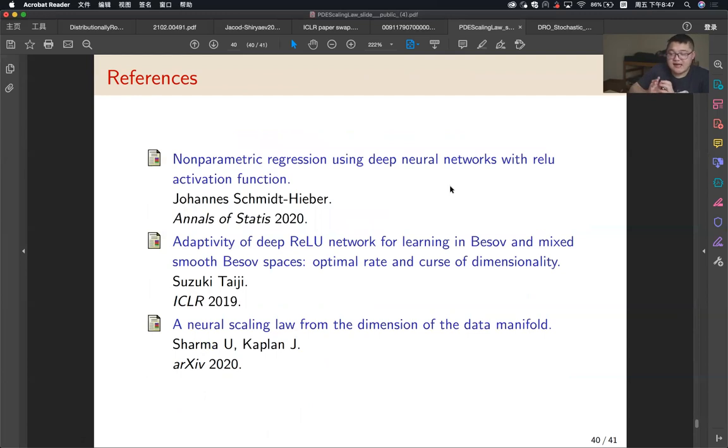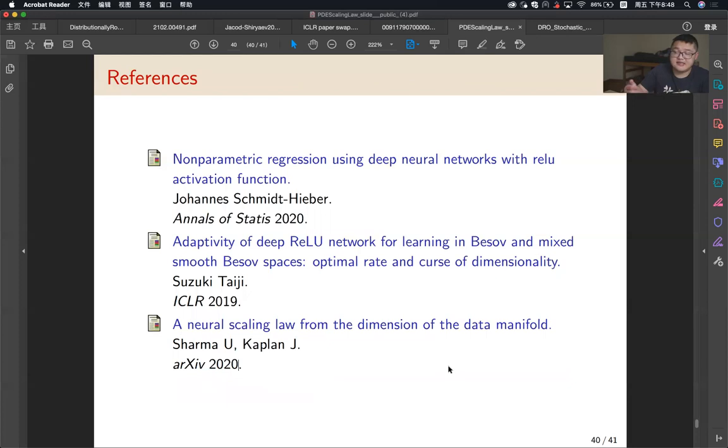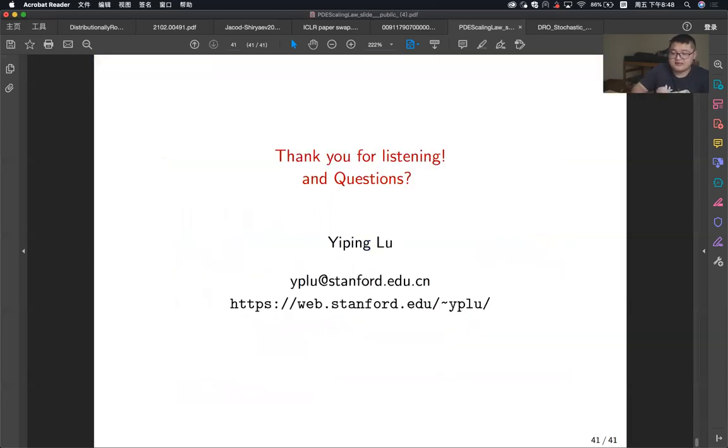And for this slide, the first two papers are very good papers that consider non-parametric estimation of functions using sparse neural networks. And this is the empirical paper to show that the neural scaling law actually exists in experiments.